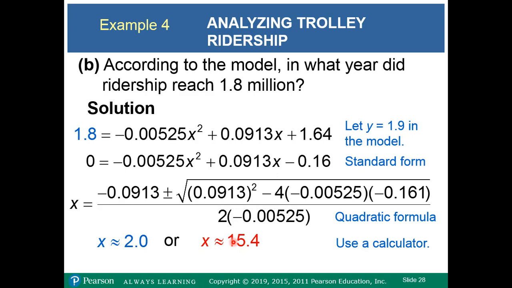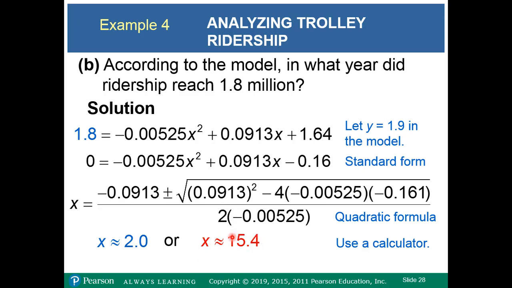So when will it reach 1.8 million in ridership? Well, according to this, we have 2, which would be what? x would be 2002. And then we also have x equal to 2015.4, about halfway past 2015. So this doesn't make any sense. Why is this wrong? Why can't we accept this?